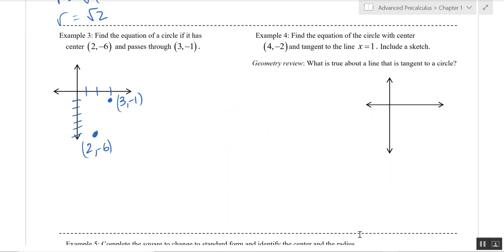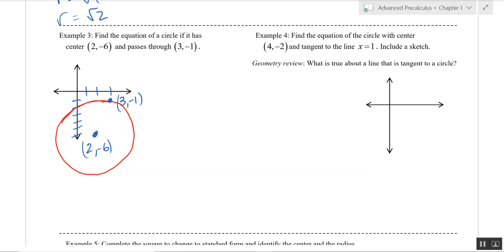All right, let's take a look at example 3. It says, find the equation of a circle if it has a center of (2, -6) and passes through the point (3, -1). So I've got these two points plotted here, and just so we're clear, the circle is looking something like this. So we in fact do know the center. Remember, there's two things we need to be able to write the equation of a circle. We need to know the center, and we need to know the radius.